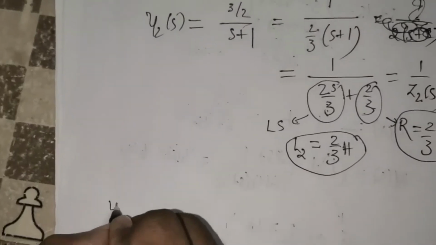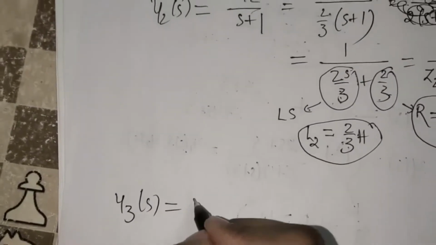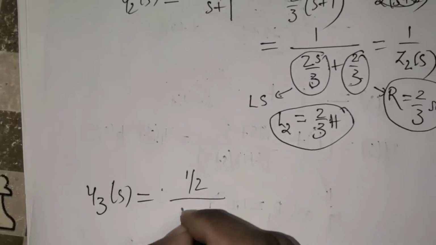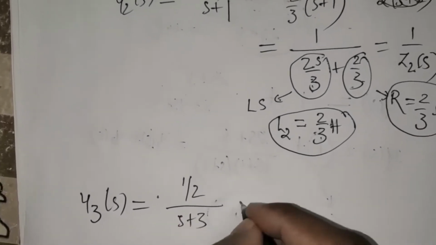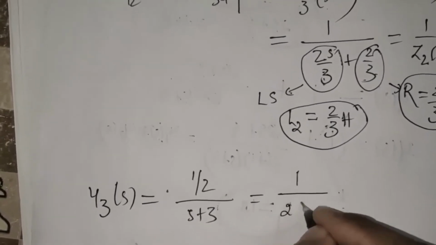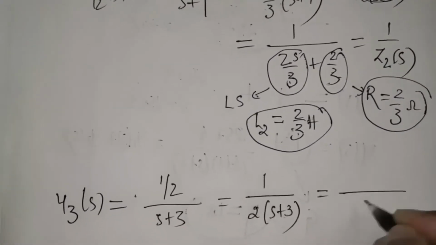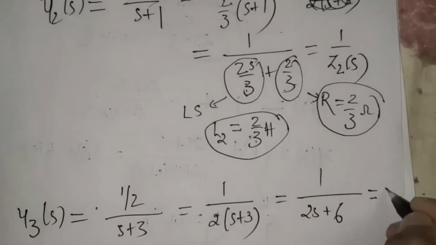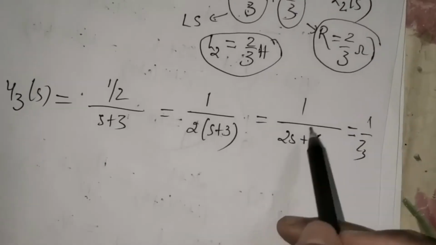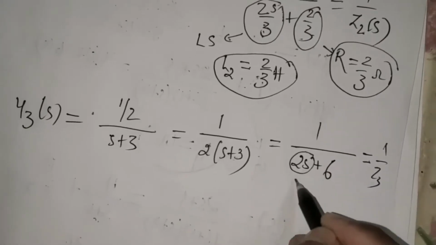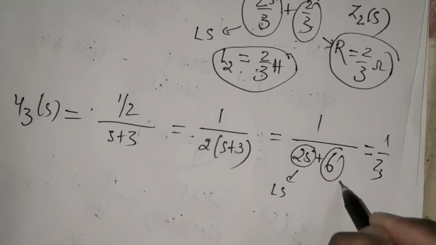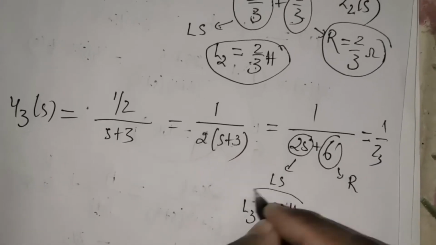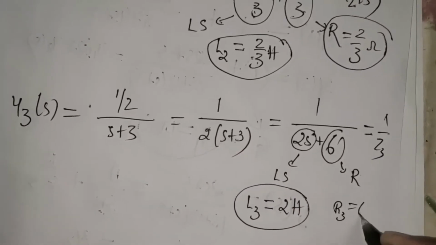Similarly, y3 is the third term that we should consider, 1 by 2 divided by s plus 3. Make the numerator 1, so it becomes 1 by 2 into s plus 3, that is 2s plus 6. This also I can write as 1 by z3. Here also impedances are getting added, so it is in the form of Ls and in the form of R. So L3 value is 2 henries and R3 value is 6 ohms.